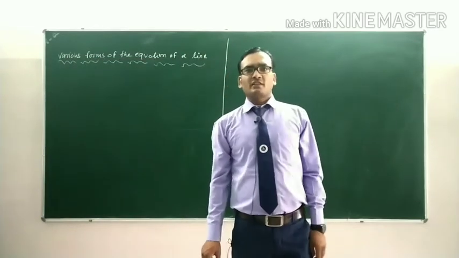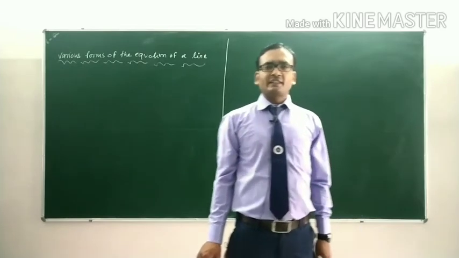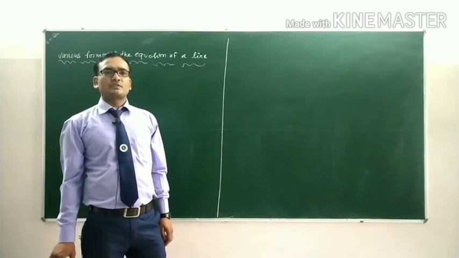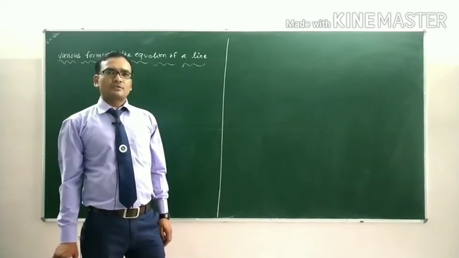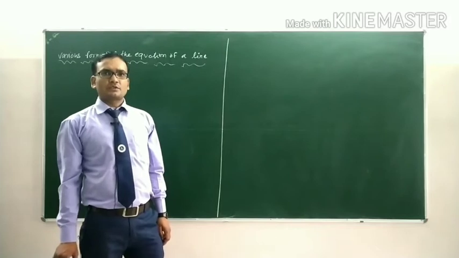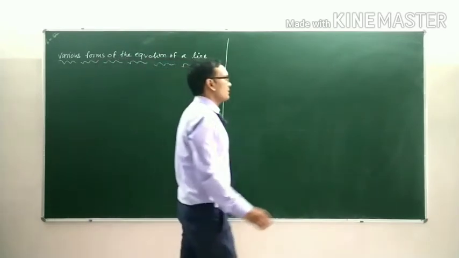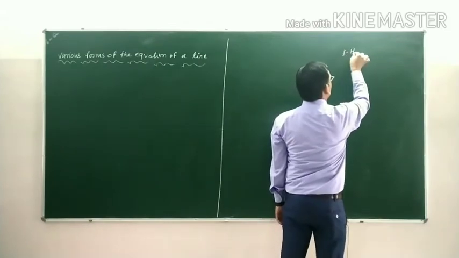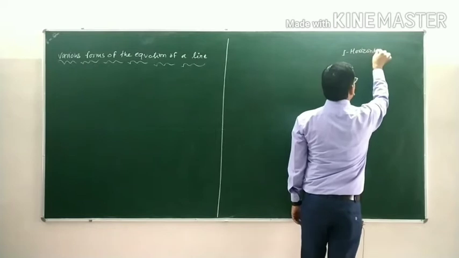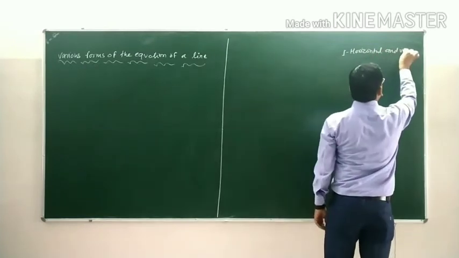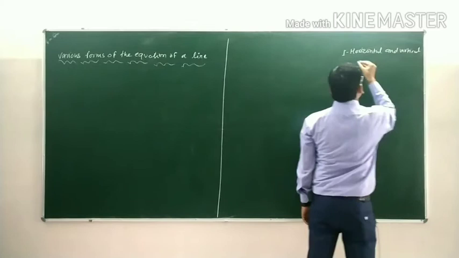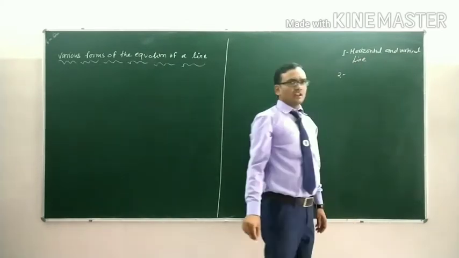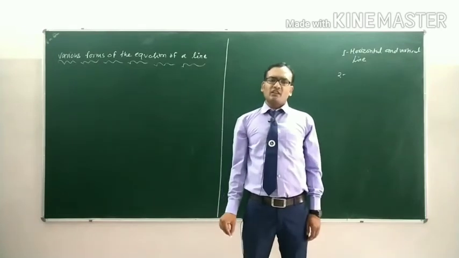In a previous lecture we solved exercise 10.1. Today we are going to discuss various forms of the equation of a line. There are 6 forms of the equation of a straight line. First is the horizontal and vertical lines. We find the equation of a line which is horizontal or vertical.